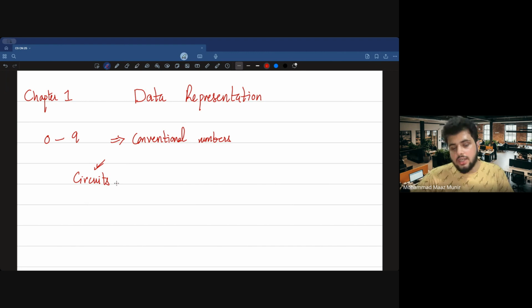And how do these circuits work? Let's take a very, very simple example. I believe you all are studying physics, right? Let me know in the chat. Do you guys study physics?